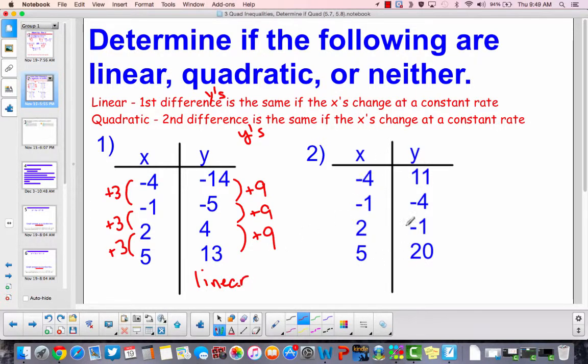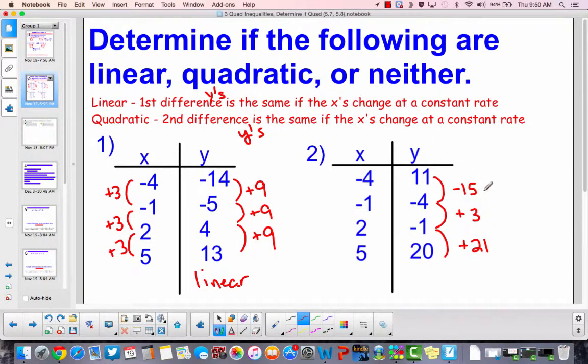Okay. Now let's check these. We know these x's are the same as these over here, so they're going to go up at a constant rate. Let's see what happens. How do I go from 11 to -4? Well, I subtract 15. How do I go from -4 to -1? I add 3. How do I go from -1 to +20? I add 21. Now let's see here. So it's definitely not linear because my first difference is not the same.